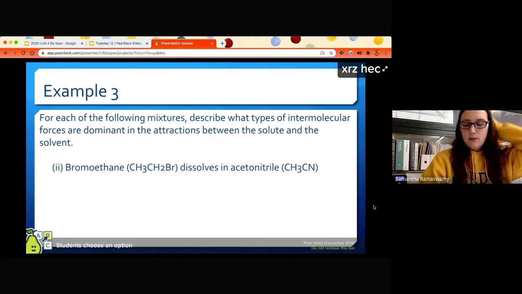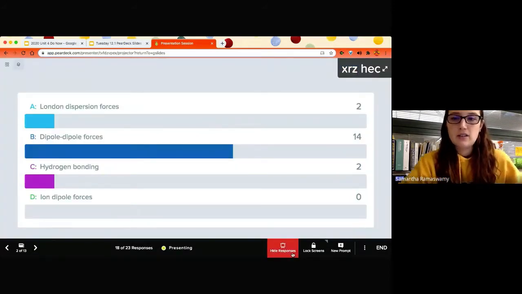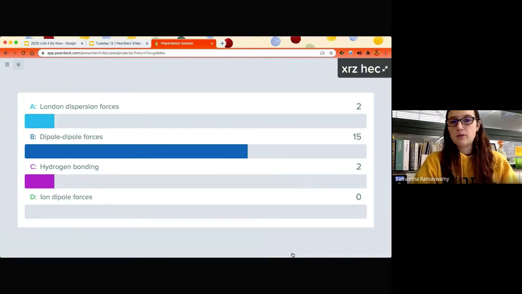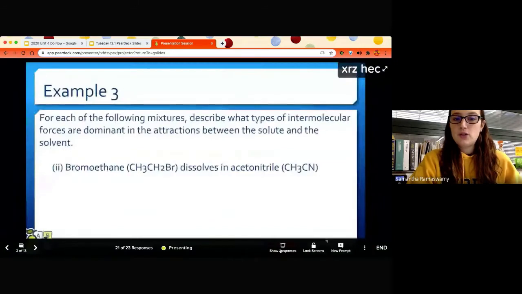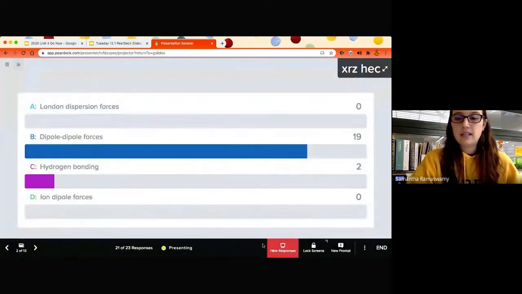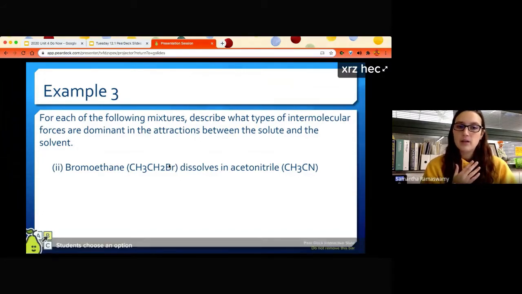And again, you can see when I show the responses, we don't see who chose what. So if I show your responses right now, it looks like a majority chose dipole-dipole, some chose London, some chose hydrogen bonding. If you chose dipole-dipole, that's the correct response. It's dipole-dipole because there is no hydrogen covalently bonded to N, O, or F. Remember, for it to be hydrogen bonding, you have to have hydrogen covalently bonded to N, O, or F, attracted to N, O, or F in another substance.